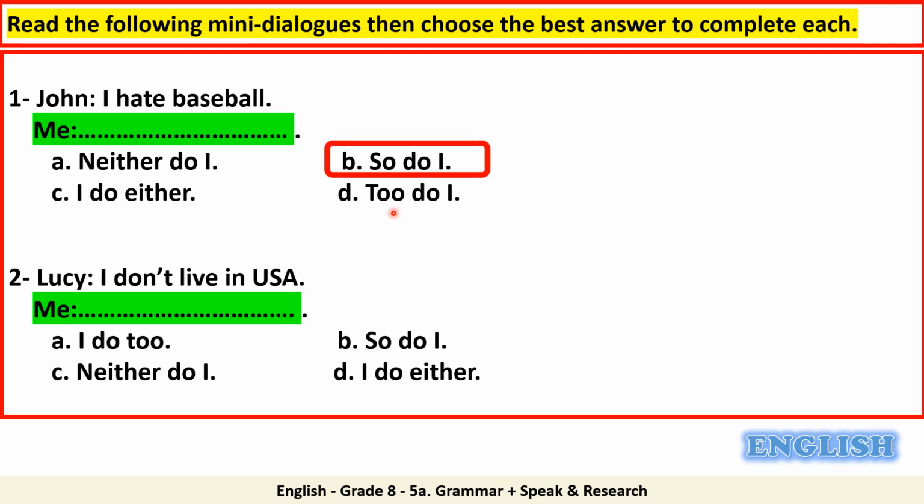So do I. This is how we show agreement to positive situation. 2. Lucy says, I don't live in USA. Good. It's negative. Very good. So you are not going to use to or so. You are going to think about neither or either. But what's the problem here? Good, the verb is positive and this is not possible with either. Very good. So the correct answer is C. Excellent.